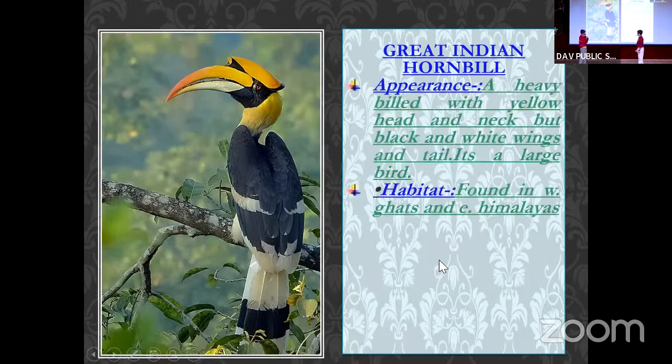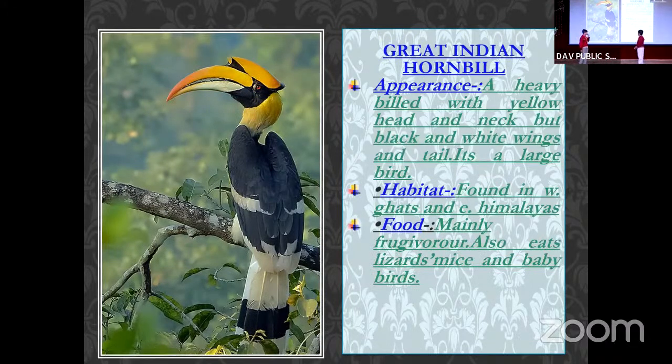Ayushman, do you know what the bird's name is? Yes, this is the Great Indian Hornbill. Its appearance, do you know that? Can you tell, please? Okay, its appearance is a heavy bill with a yellow head and neck with black and white wings and tail. As in the picture shown, it has some black and white markings on its wings. Do you know where it lives? Yes, it lives in the Western Ghats and Himalayas.